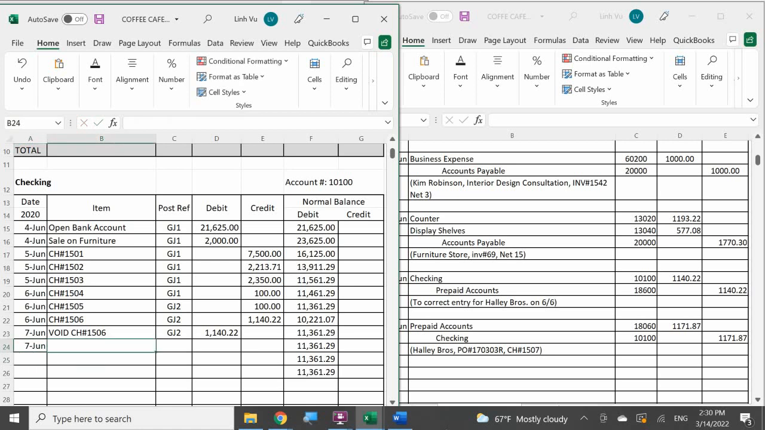Okay? Check number 1507 for the $1,171.87. So now my checking account has decreased for the correct amount here. All right. Good so far?